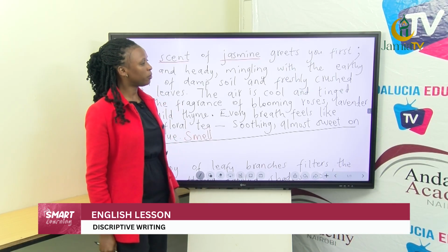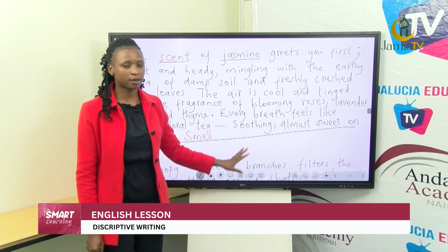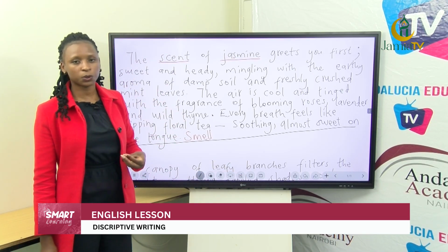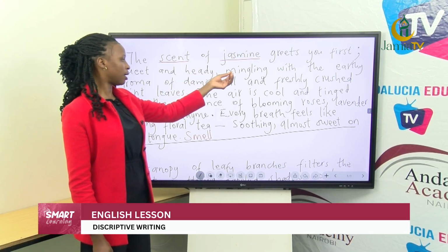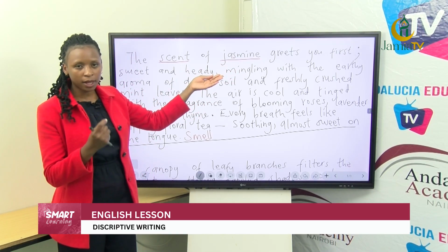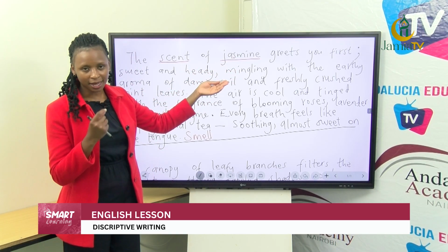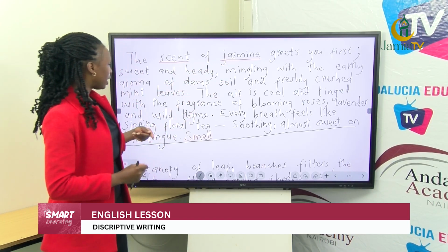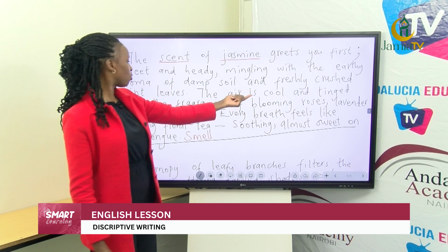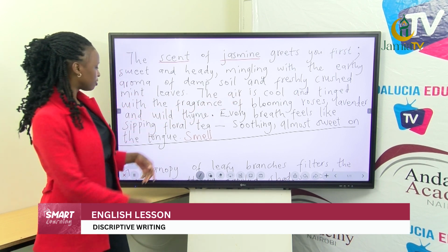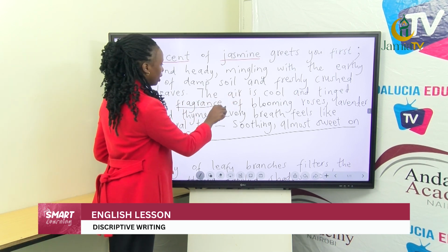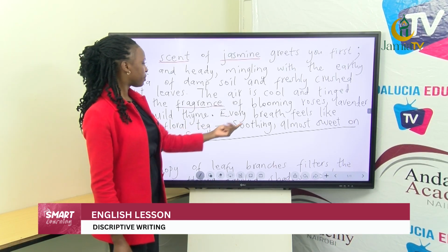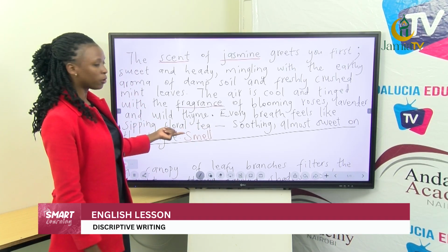And particularly today we have selected describing a place, and that is our garden. So first we looked at what you hear when you walked into the garden. Now we are describing what you can smell when you actually walk into the garden. So we can smell the scent of jasmine. You can actually describe the air. The air is cool and tinged with the fragrance, so I'll underline the term fragrance too, of blooming roses, lavender, and wild thyme. Every breath feels like sipping floral tea.